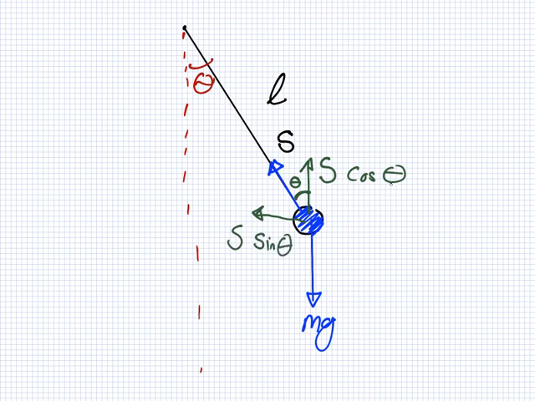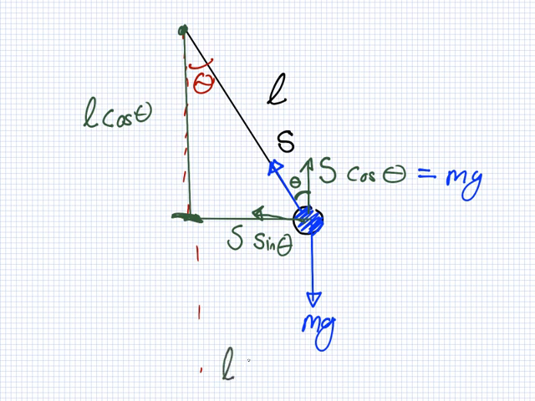Now I don't actually care about the S cos theta because all the S cos theta is doing is equaling mg. What is actually causing this to move to the left? This force here. I'm very interested in looking at this force because this is where all the action is happening. So we need to work out a formula for cos and for sine. If this is L and that's theta, how big is this side? This is L cos theta. And how big is this distance? That's L sine theta.